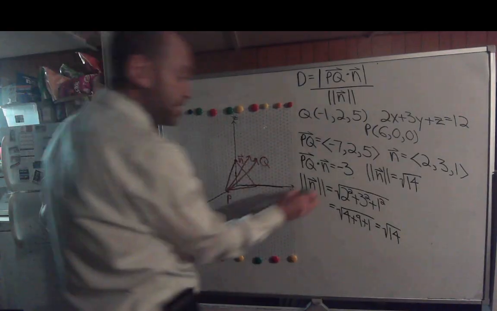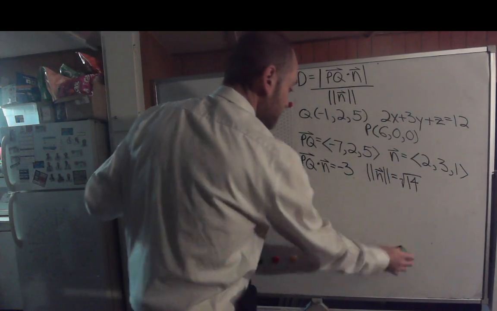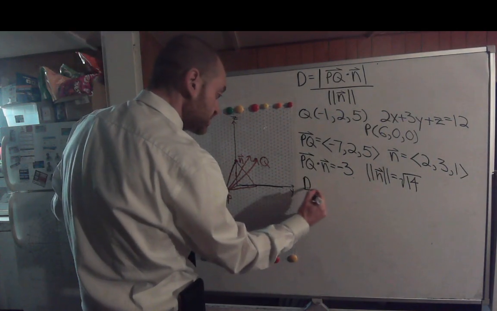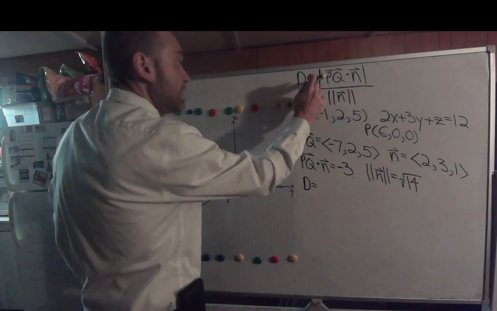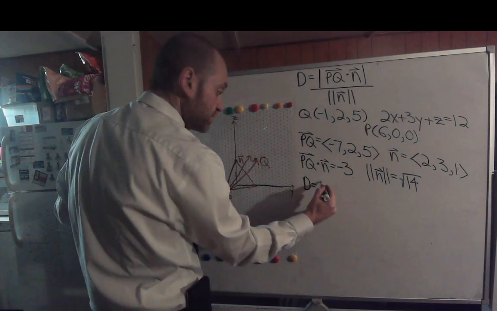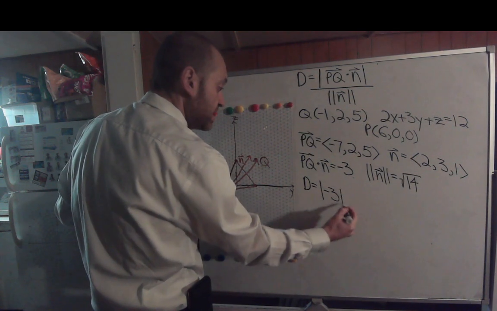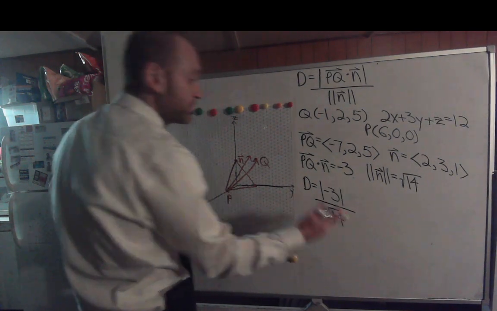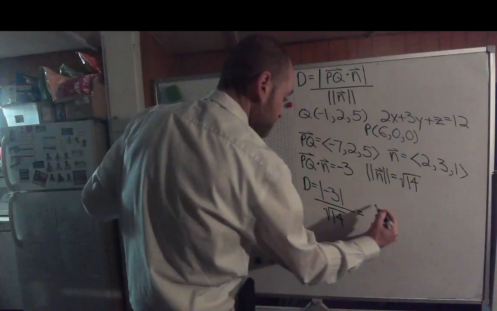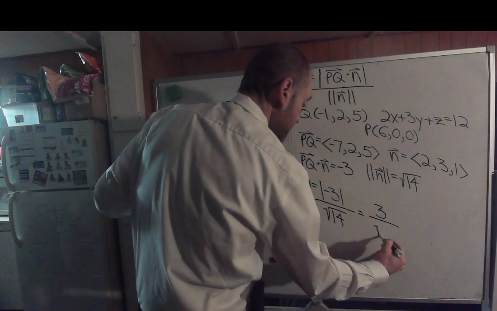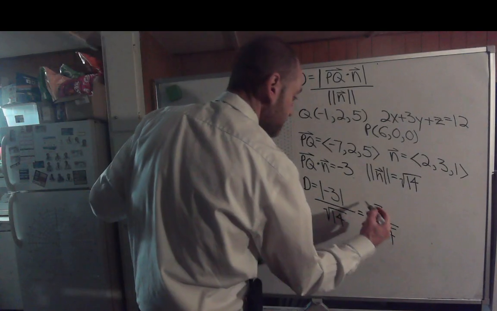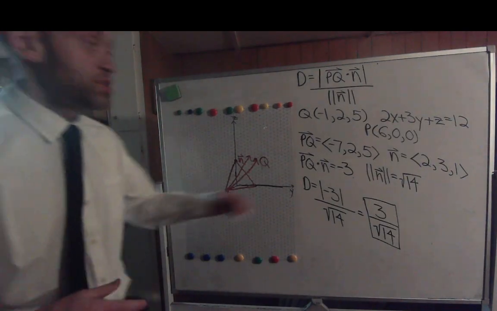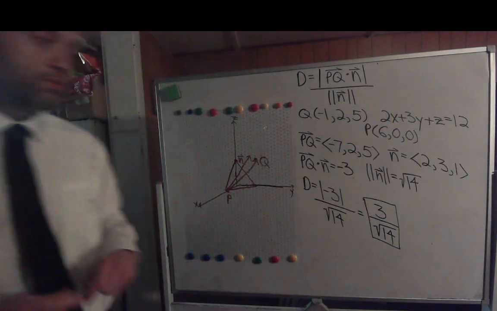Alright, so now we have sufficient information to apply the formula to find the distance. So the distance is equal to the absolute value of the dot product of the two vectors, absolute value of -3 divided by the square root of 14 for the magnitude of the normal vector, or you'll simply get 3 divided by the square root of 14 units for the distance between point Q and the plane 2x plus 3y plus z equals 12.